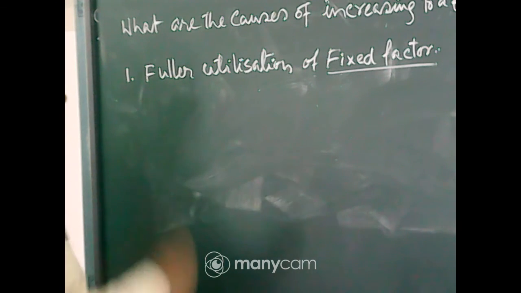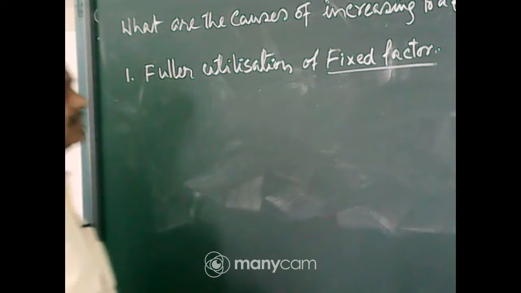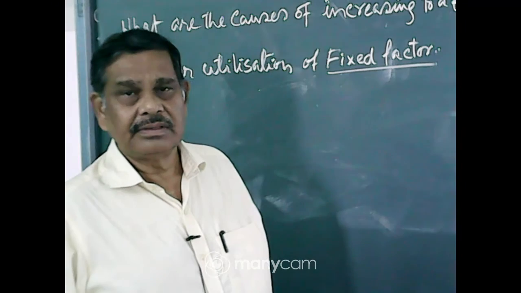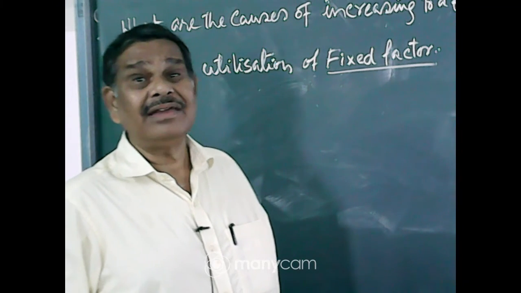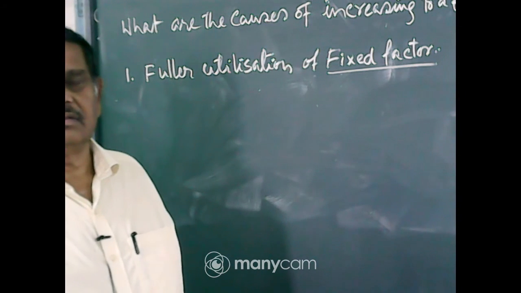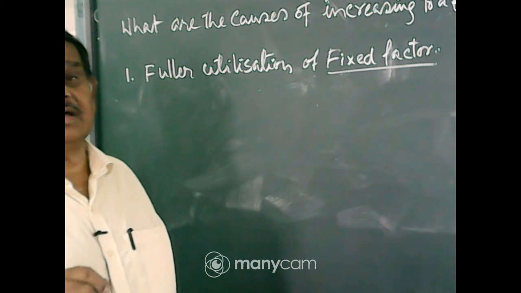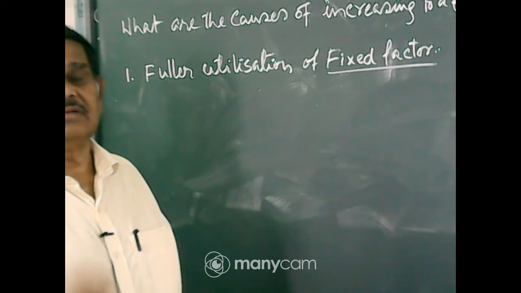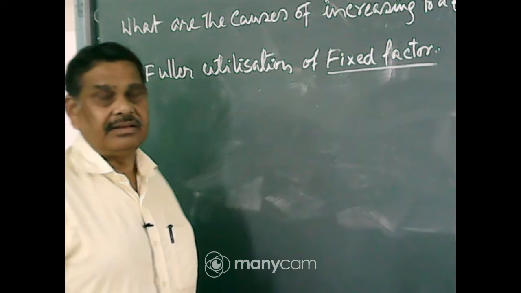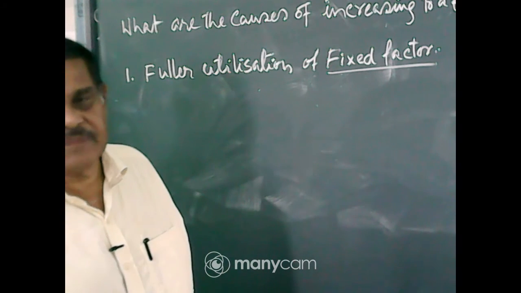But fuller utilization of fixed factor is one of the causes of increasing return to a factor. So within the short period, increasing return may take place. Why? Because the fixed factor has not been used properly or fully within this period. You have not exploited the full power of the fixed factor.